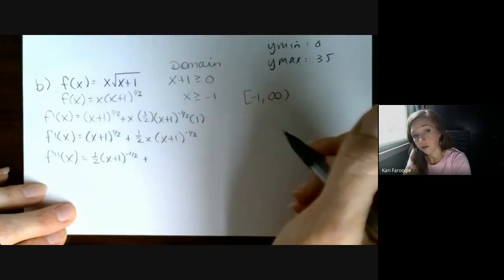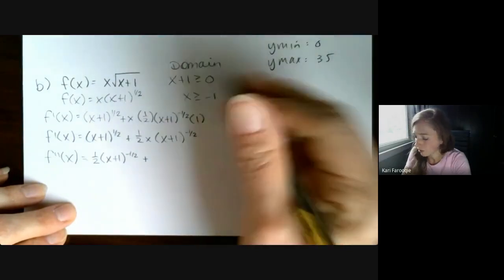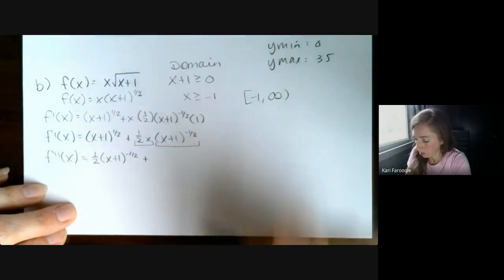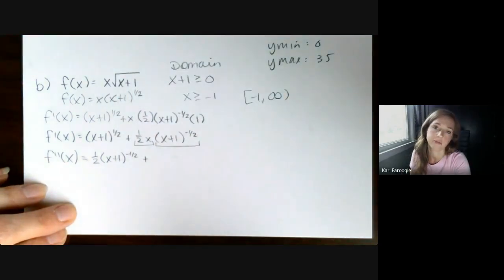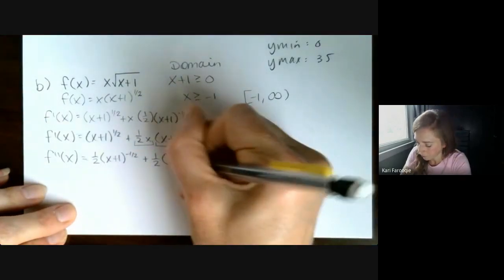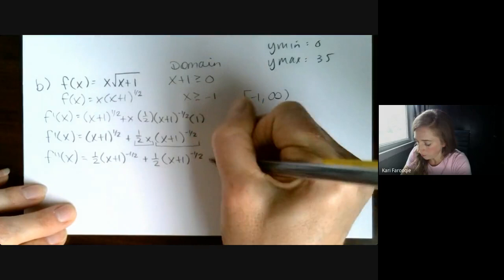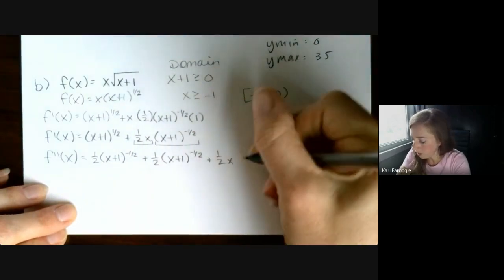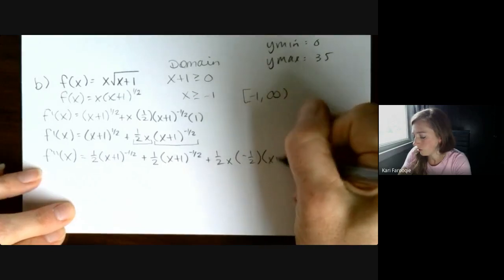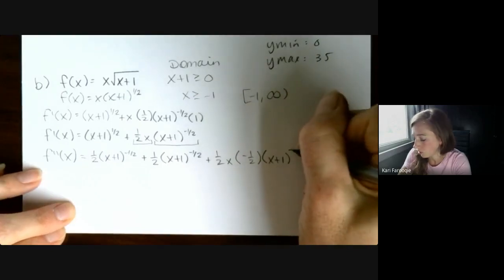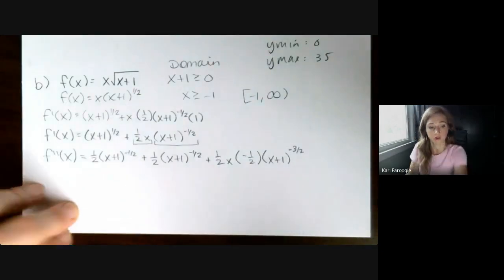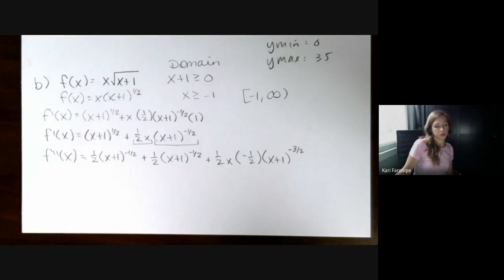For the second term, we're going to use the product rule. So f will be 1/2 x. g will be x plus 1 to the negative half. f prime g plus f, and then g prime is where we're going to use the chain rule. So bring down your half, rewrite the x plus 1, decrease the exponent by another 1. If you multiply by the derivative of the inside function, you're multiplying by 1.